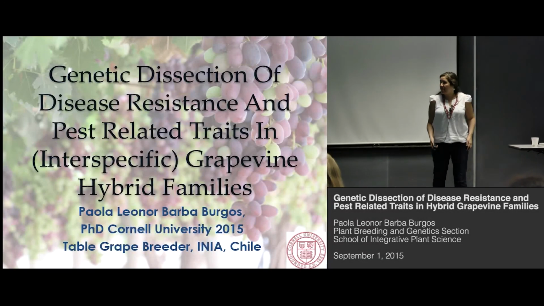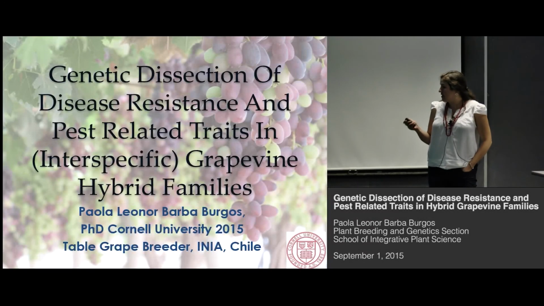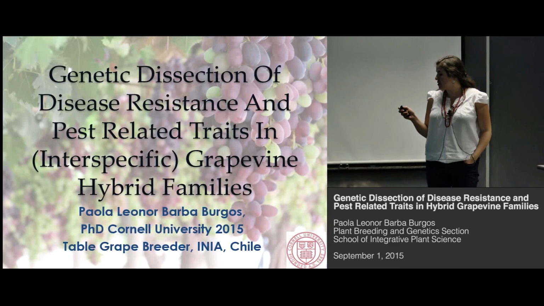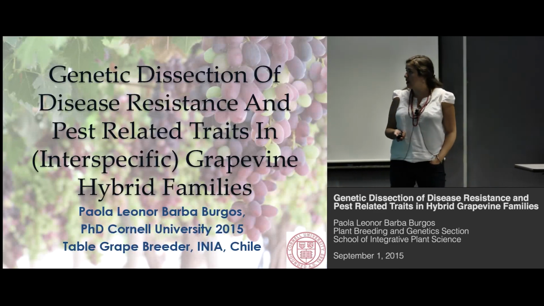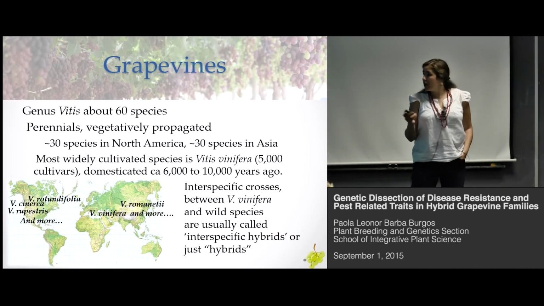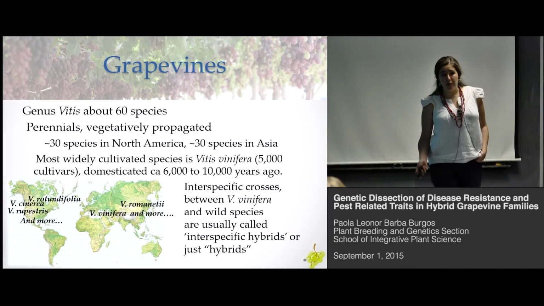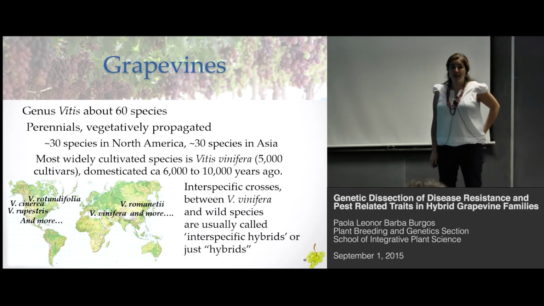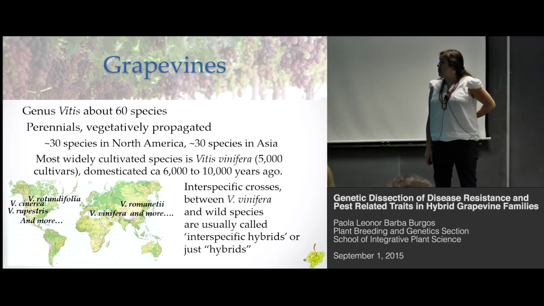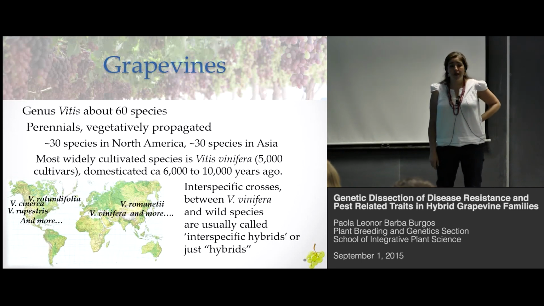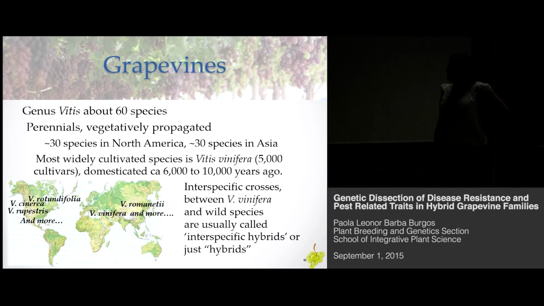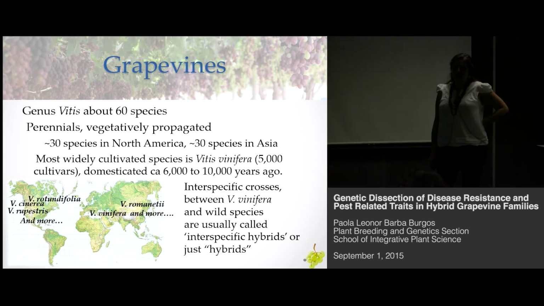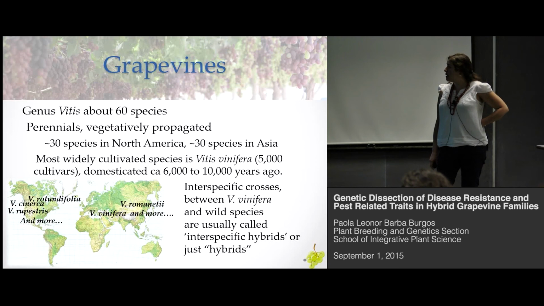Hello, everybody. I'm not going to repeat the title of the presentation. I'm going to go directly into what we're going to talk about today, which is grapevines. Grapevines belong to the genus Vitis, which has about 60 species. They are perennials and vegetatively propagated. There are about 30 species in North America and another 30 species in Asia, but the most widely cultivated species is Vitis vinifera, which was domesticated about 6,000 to 10,000 years ago.